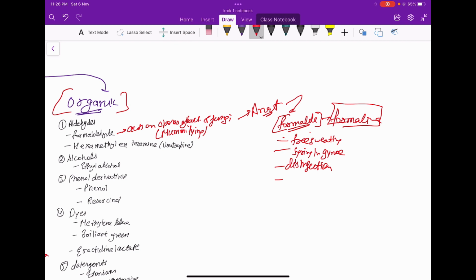And what about the toxicity, guys? If somebody has toxicity of formaldehyde, what must we give? We must give a weak solution of ammonia. Right, guys? Okay. The next one is hexamethylenetetramine. Again, guys, it's a derivative of formaldehyde.